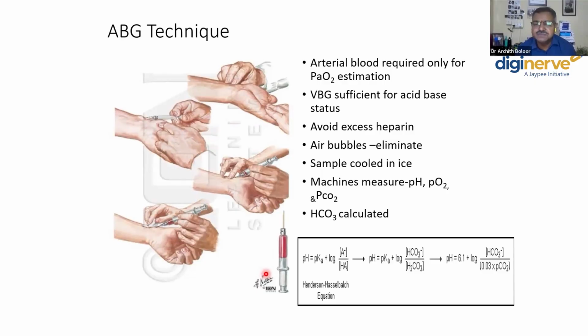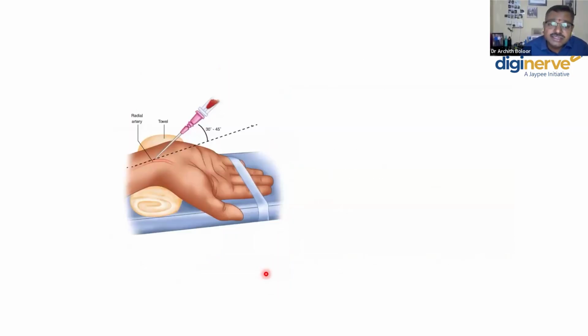Certain technical aspects we have to understand. We have to do it immediately. If you want to transport, it has to be transported in cooled ice. Do not put too much heparin. You have to put maybe a drop or less of heparin because the anticoagulant itself can have effects. Air bubbles should not be there, otherwise you can have a falsely elevated value. And again, remember the machine will measure the pH, PO2, and PCO2. The HCO3 is calculated, not measured. HCO3 is calculated using the Henderson-Hasselbalch equation which you have learned in biochemistry. That's how it does it. So this is how we do the ABG, in the radial artery.